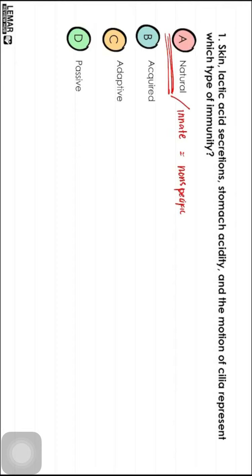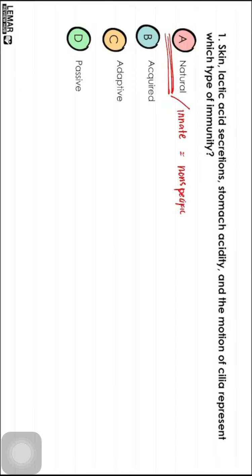Meron din tayong second line of defense mechanism under natural immunity, which includes our phagocytes, that function in phagocytosis, and our complement molecules, and our acute phase proteins. Okay, so mamaya meron po akong pin-prepare na mga discussions, ulitin natin. Okay, what is acquired immunity?